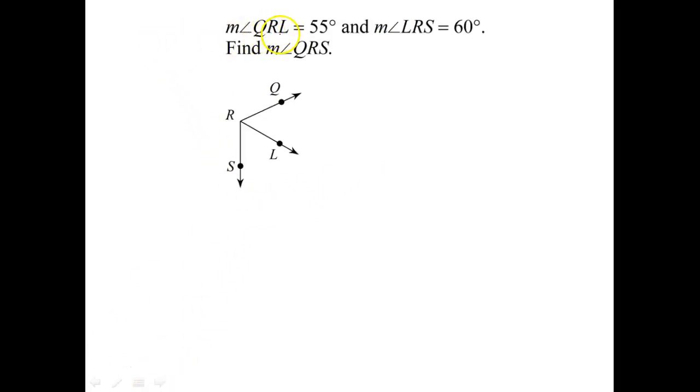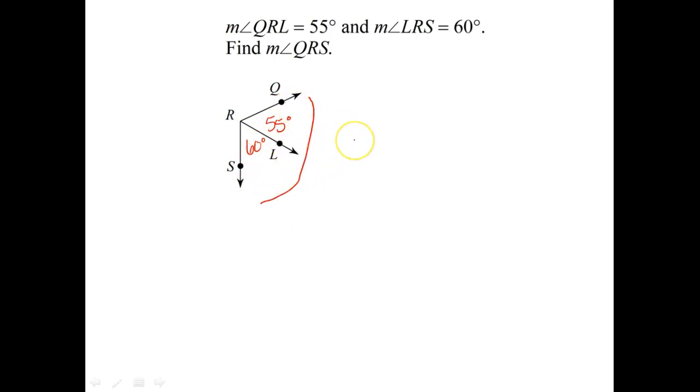The measure of angle QRL is 55. Let's label it QRL, 55 degrees. The measure of angle LRS is 60 degrees. From L to R to S, 60 degrees. They want me to find QRS. Then we find this entire angle.